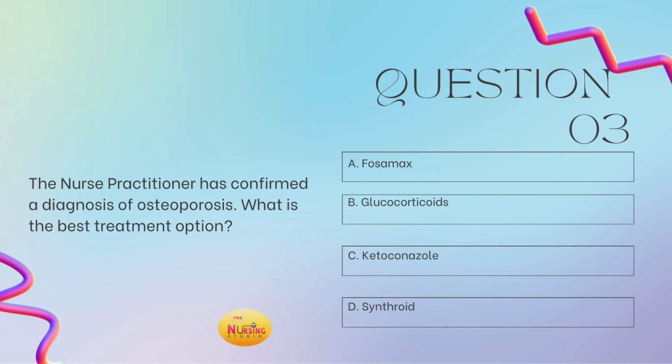And then lastly, question number three, the nurse practitioner has confirmed the diagnosis of osteoporosis. What is the best treatment option? Is it A, Fosamax, B, glucocorticoids, C, ketoconazole, or D, Synthroid? Take a moment and tell me what you got in the comments, you guys.